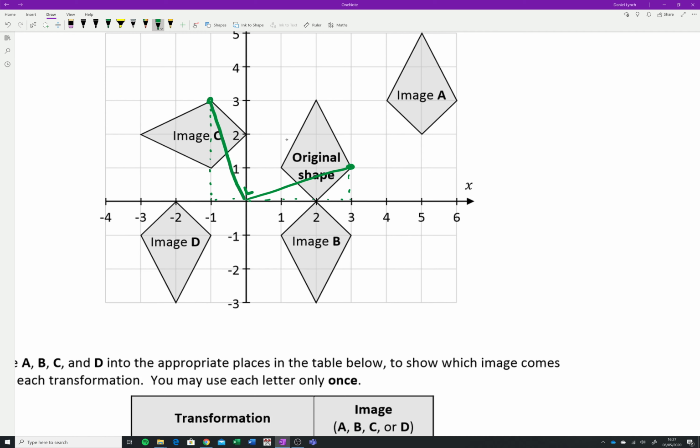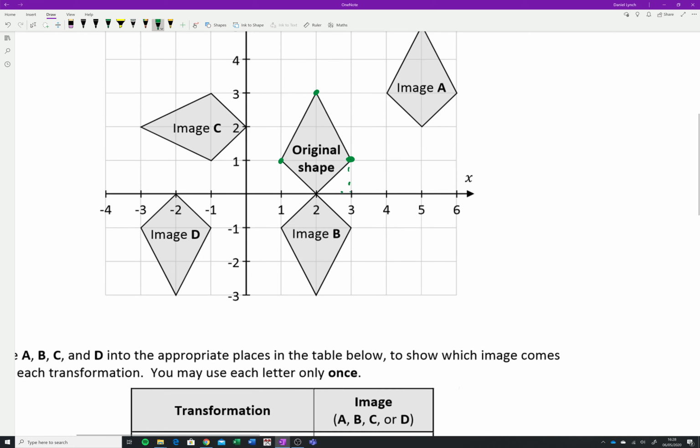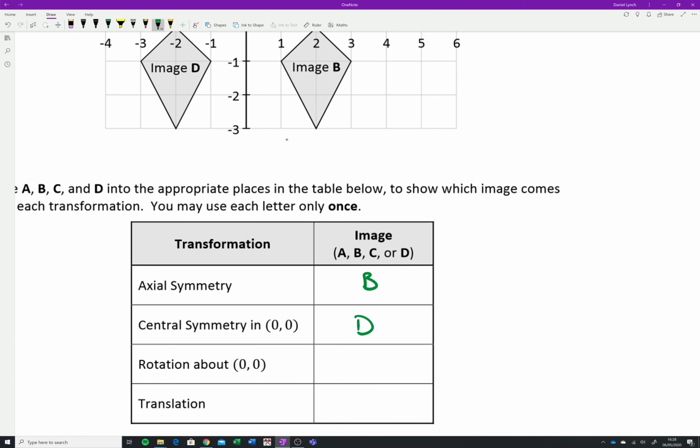And so it is with all the rest of them. Moving over 1 and up 1 means the same as moving over 1 but in the opposite direction and up 1. That's what we would have here. This one here, moving over 2 and up 3, means moving over 3 and up 2. So that ends up there. Basically, the original shape, when you rotate it around 0, 0, you are going to end up with the image C.